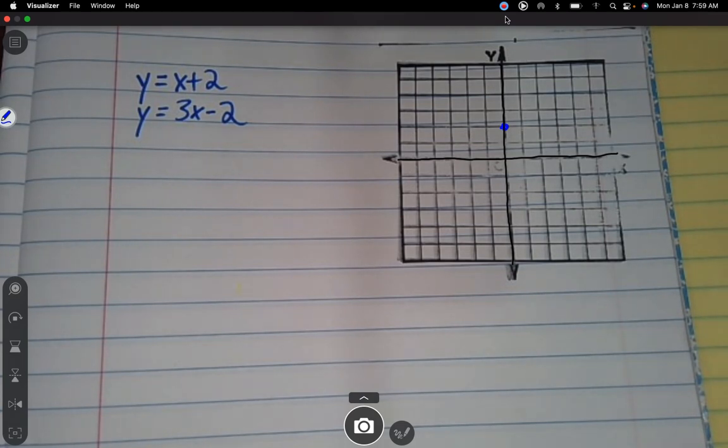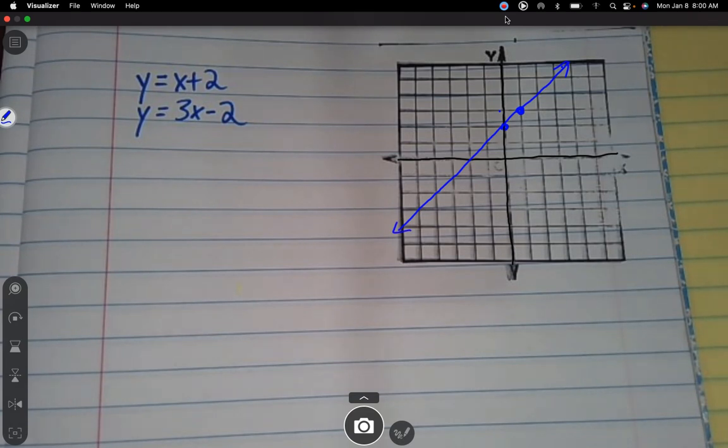What's the slope? What's that number in front of X? An understood 1. So you go where? Up 1 and over 1. Do y'all remember that? So from this point, I'm going to go up 1 and over 1. And that's my line. That's my equation right there. The line for my equation.